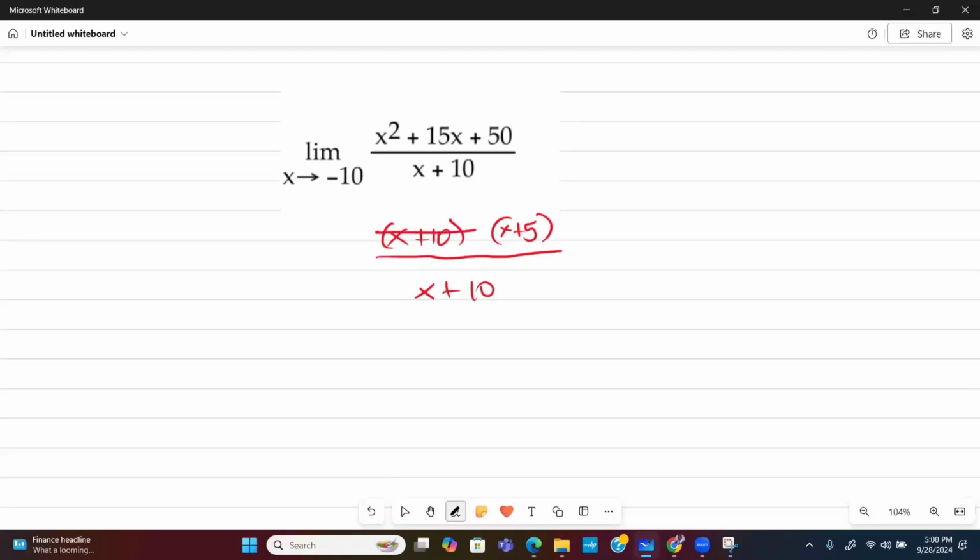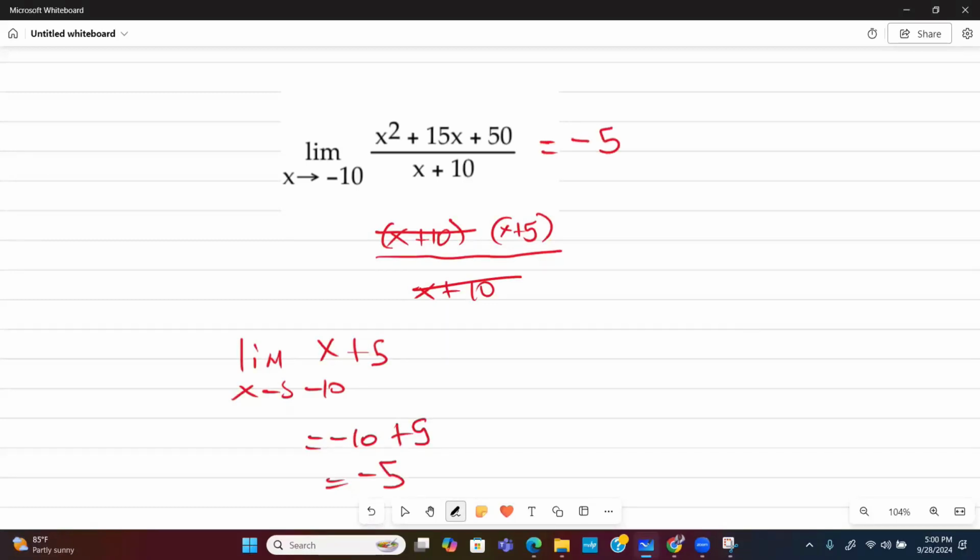We can cancel x + 10. So what we're really left with is x + 5, so here it is that we could substitute our negative 10. So this is really negative 10 plus 5, and this is equal to negative 5. So the limit is actually negative 5.